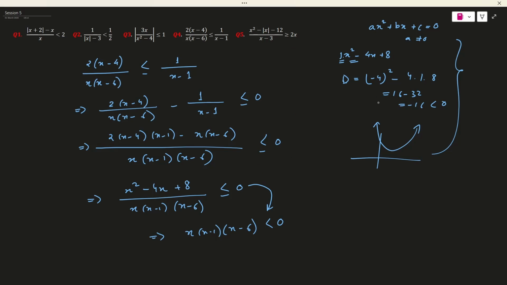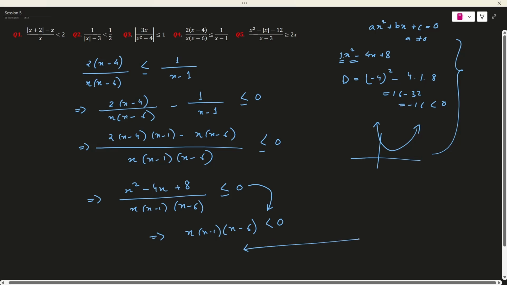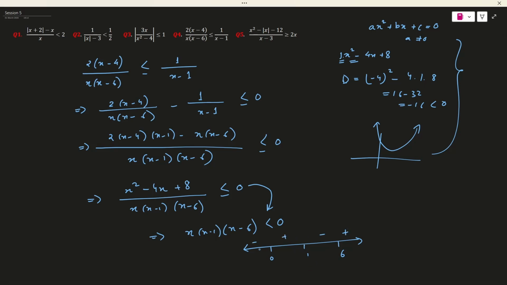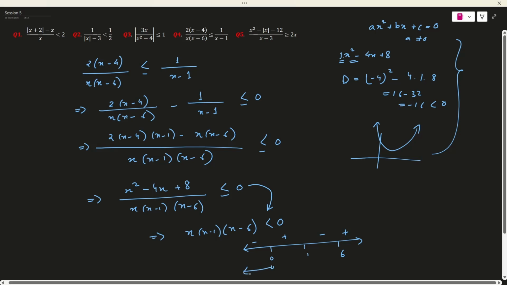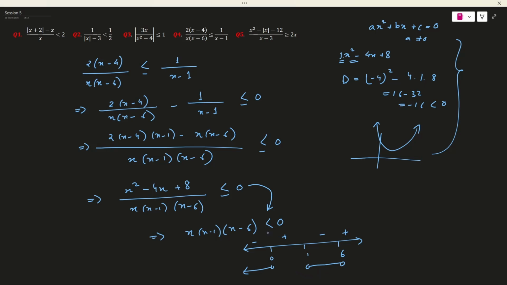For the timing, please note that the graph will be like this, an upward parabola, and this will not intersect the x-axis because no real roots will exist for this equation. Now simply use the VB method, write the roots, so plus minus, you need less than 0 here. Please note it cannot be equal to 0 here. I have removed the equal sign.